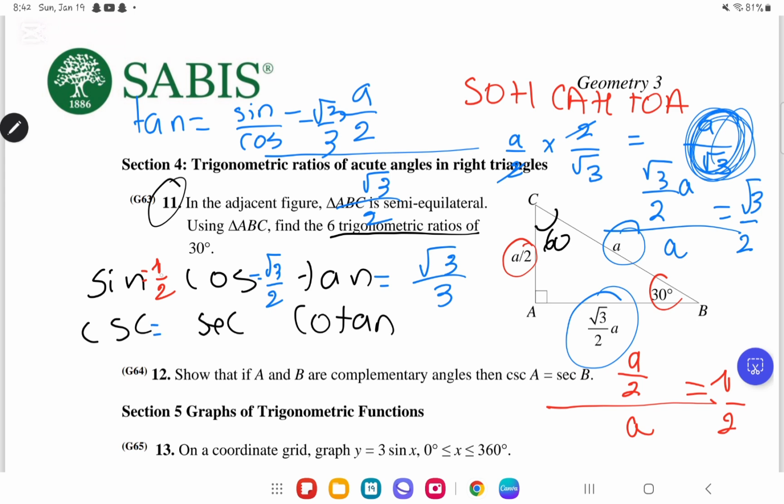Now, cosecant is the opposite of sine, so it is 1 over sine, which is gonna be 2. Secant is the opposite of cosine, so 1 over radical 3 over 2. So it is gonna become then 2 radical 3 over 3. And then cotangent is 1 over radical 3 over 3. So it is then going to become radical 3. So this is number 11.